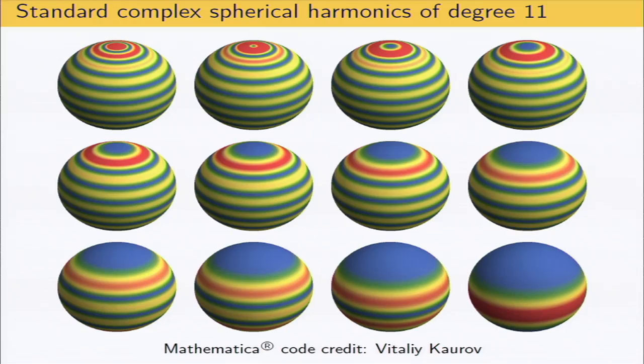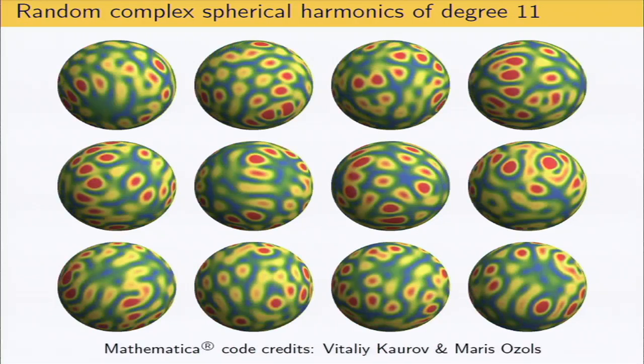For example, take these 12 balls and the missing 11 balls, the 23 balls constituting a basis, and apply a 23 by 23 unitary matrix on the basis. Then you get another Laplace eigenbasis, which looks very different. Actually, that's what I did. I took this 23 by 23 unitary matrix, and I got these random complex spherical harmonics. These are true plots. They constitute a part of an actual basis.